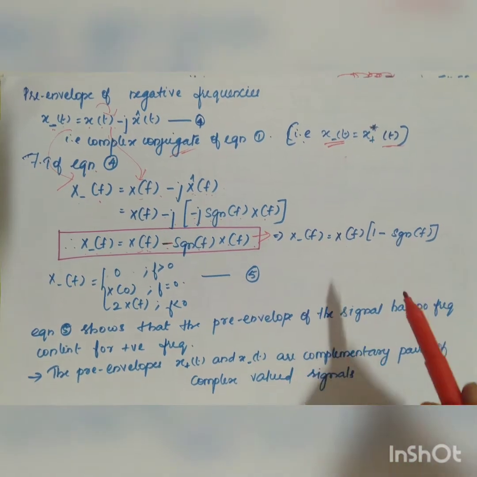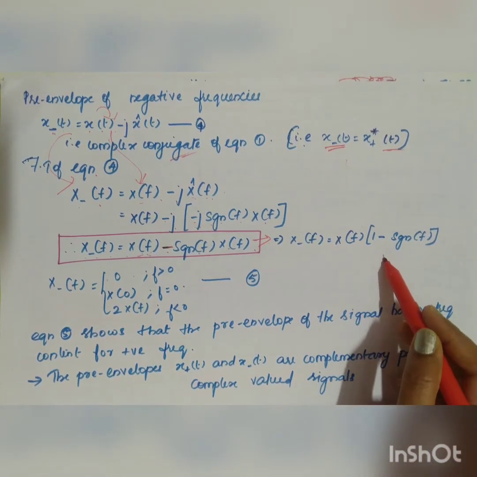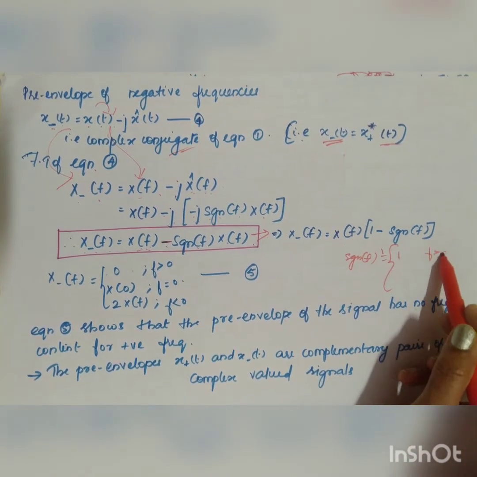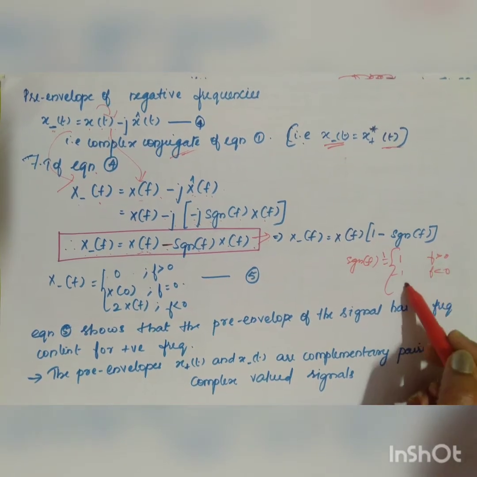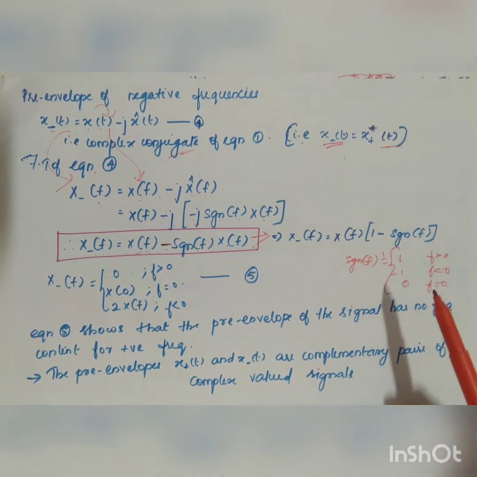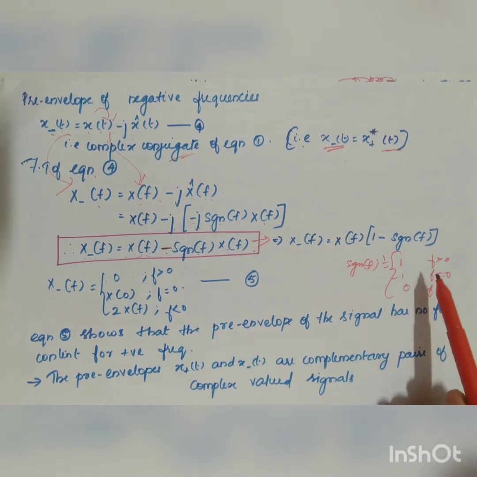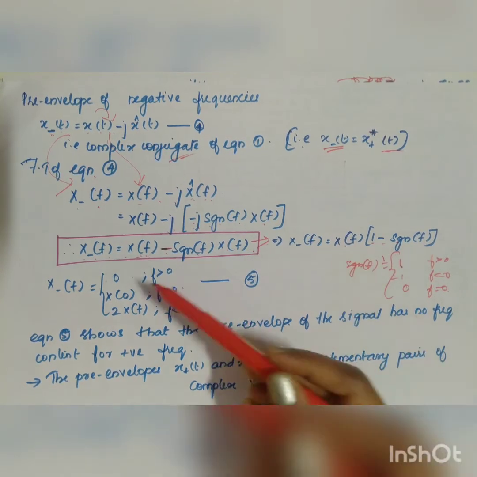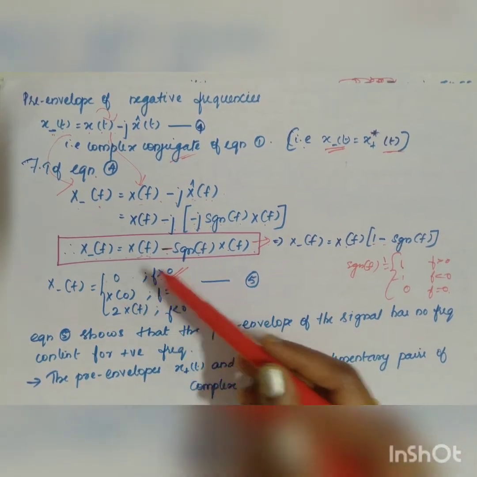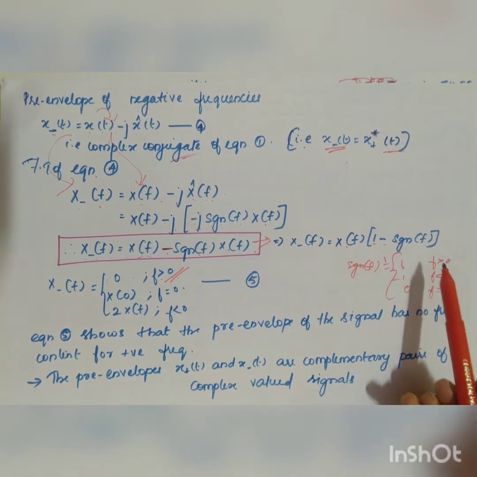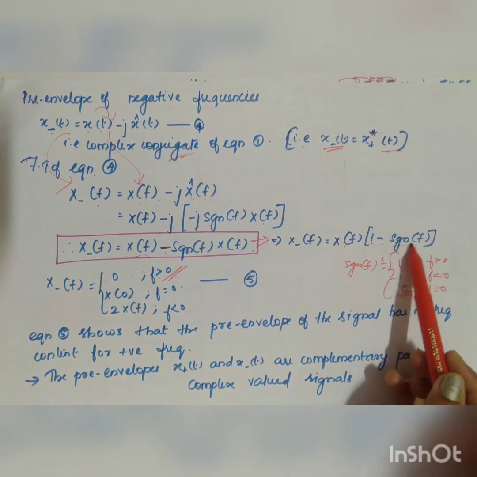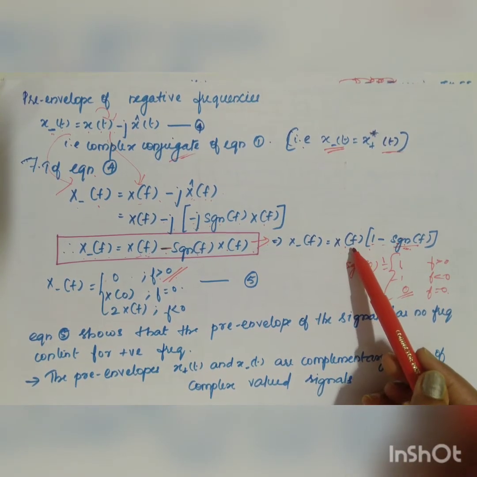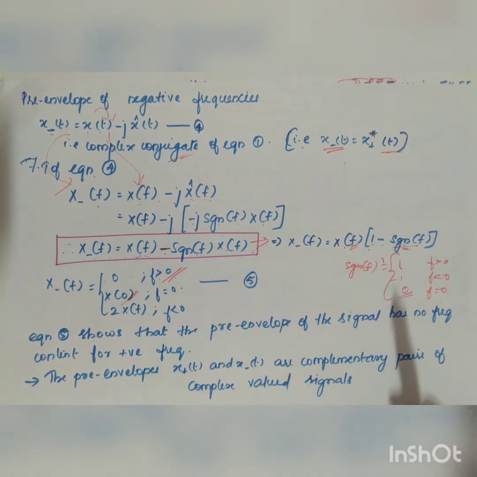Now if you substitute the value of sgn(f), which is the same as before: 1 for f greater than 0, minus 1 for f less than 0, and 0 for f equal to 0. For f greater than 0, sgn(f) is 1, so 1 minus 1 is 0, and 0 into X(f) is 0. For f equal to 0, sgn(f) is 0, so 1 minus 0 is 1, and 1 into X(f) is X(f). So for f equal to 0, you get X(0).